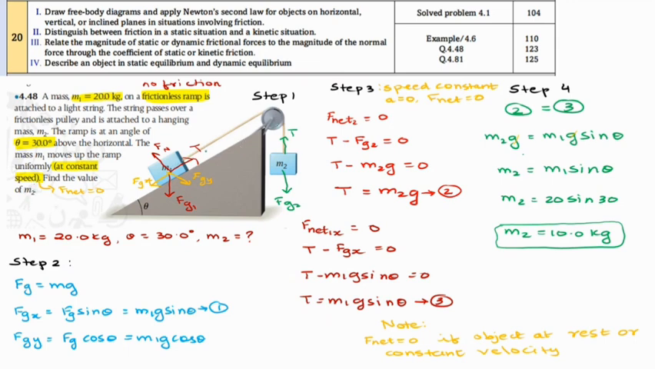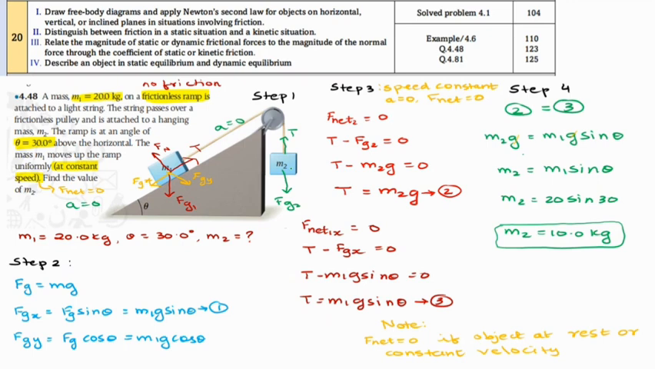If m1 is moving up the ramp at constant speed, that means acceleration is equal to 0. If m1 is moving up at constant speed, m2 has to go down with the same constant speed. Acceleration for both of them has to be equal to 0. Constant speed means net force 0, acceleration 0. So we start with step 1, where we have to draw the free body diagram.